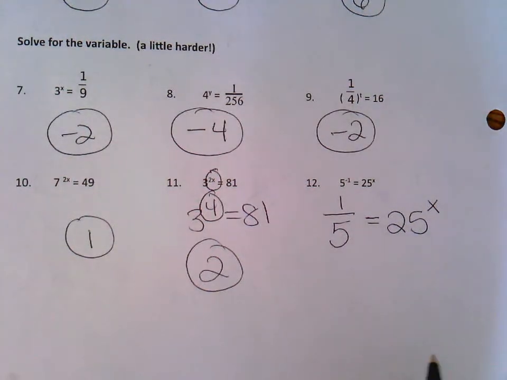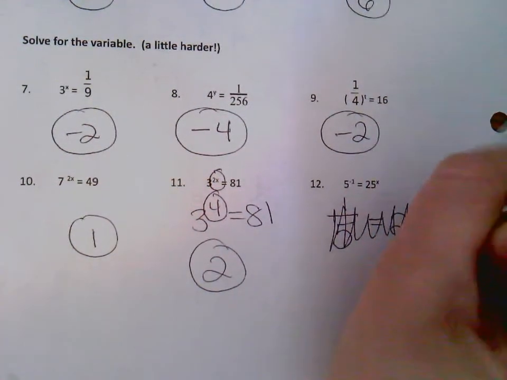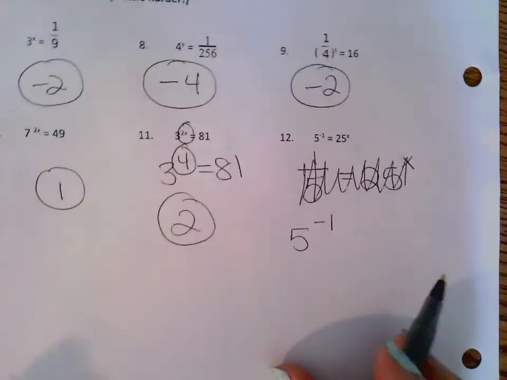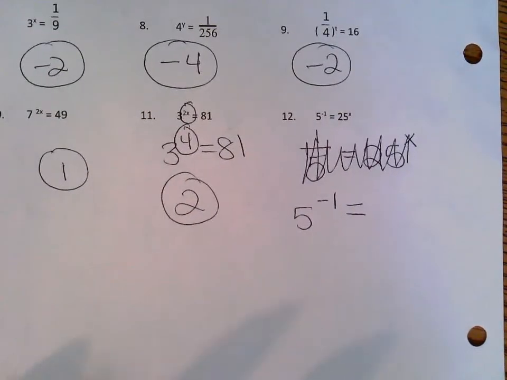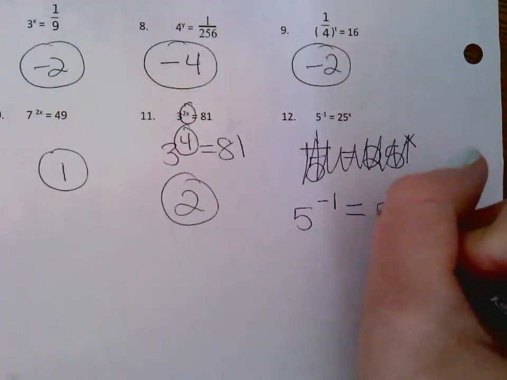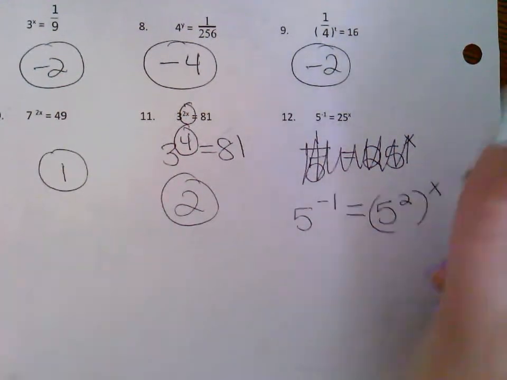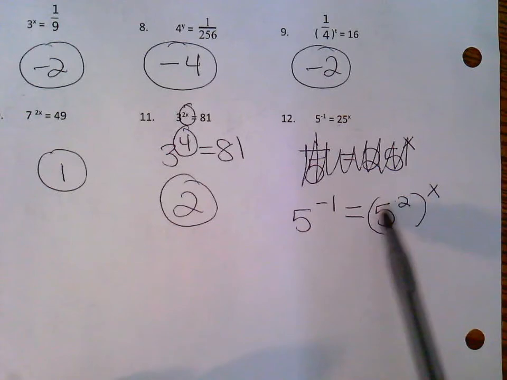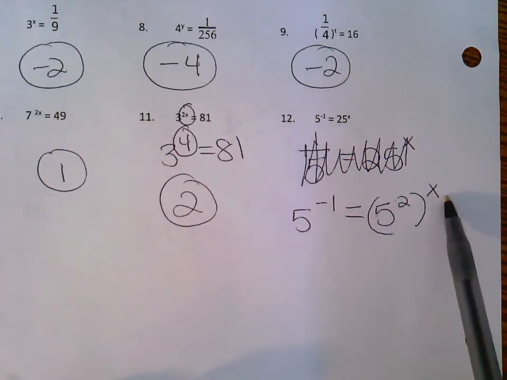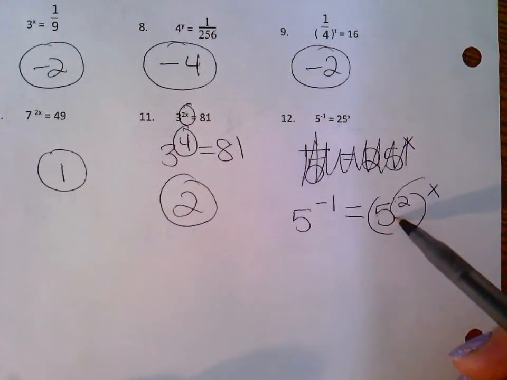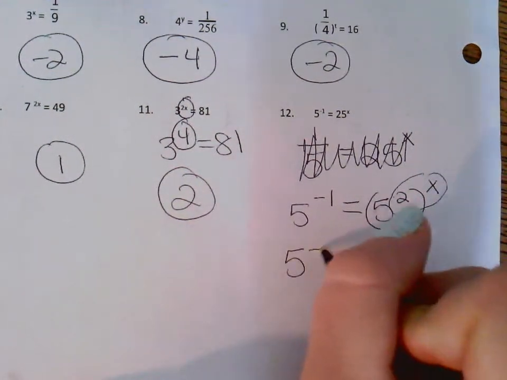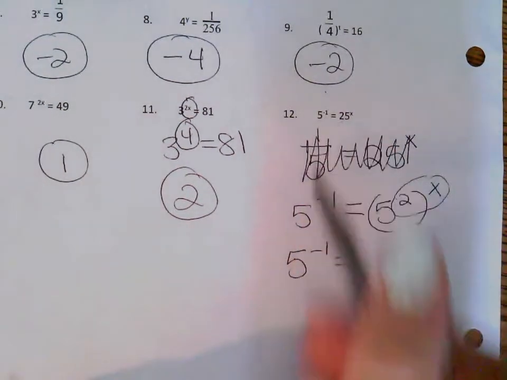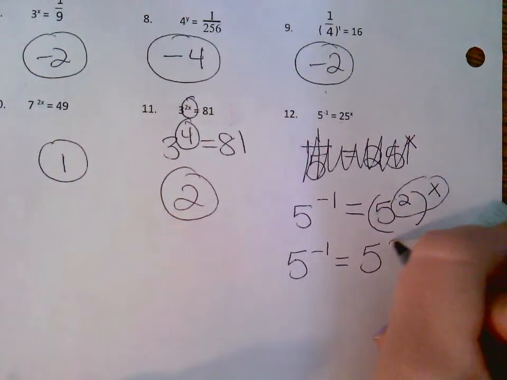This one we might need, okay, here's another strategy. I don't like this strategy. So let's leave 5 as the -1st power. How can I rewrite 25 using a base of 5? 5 squared, right? Have I changed the value of this side of the equation? I still have 25 raised to the x power. What is the rule for when you distribute an exponent? Multiply. So I can rewrite this as 5 to the -1st, that side hasn't changed, equals 5 to the 2x power.